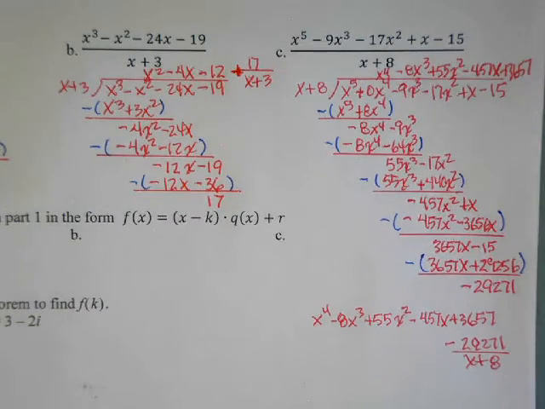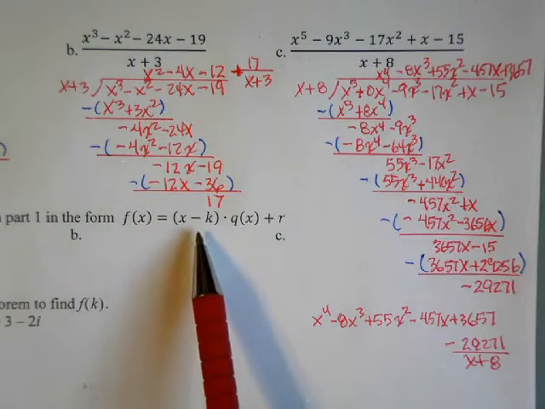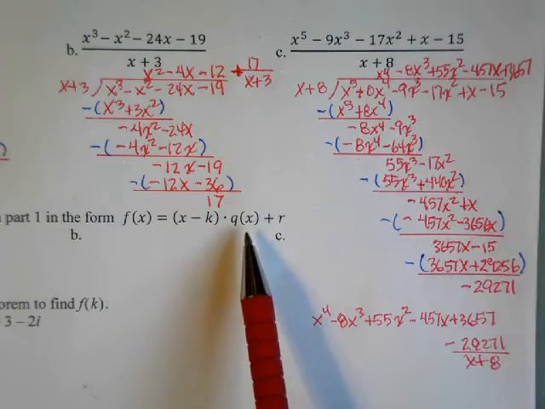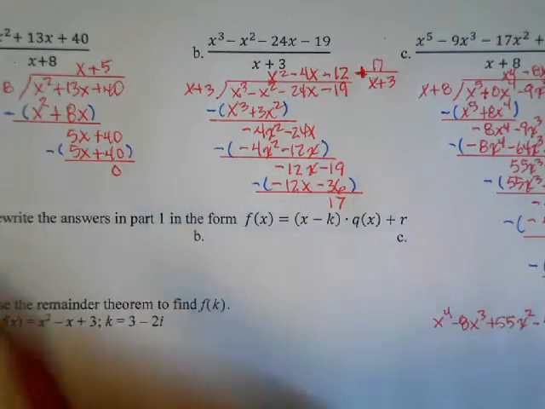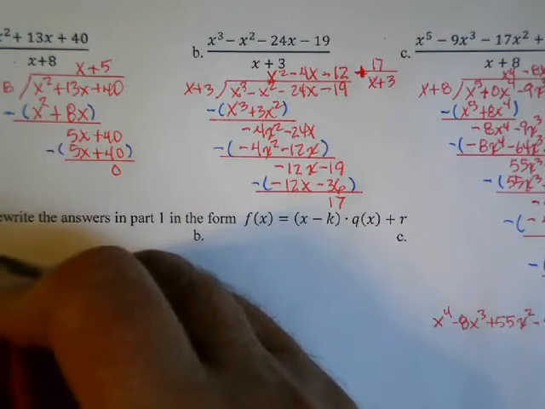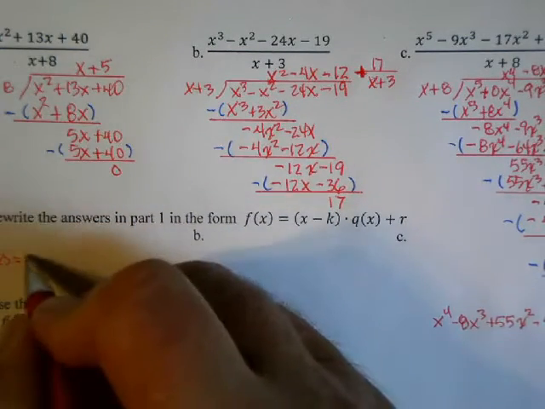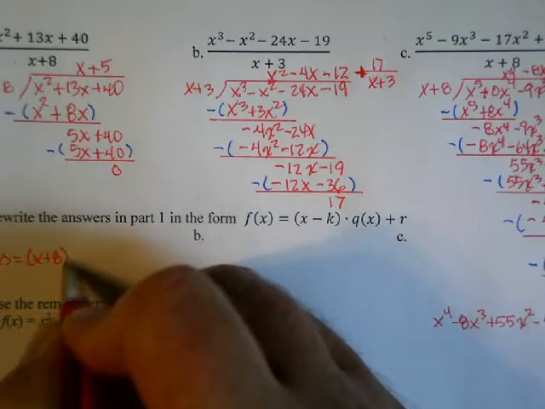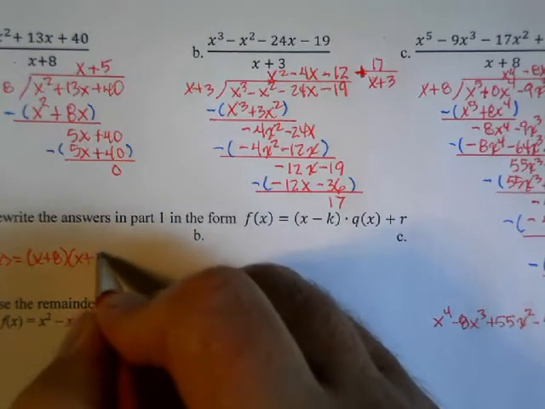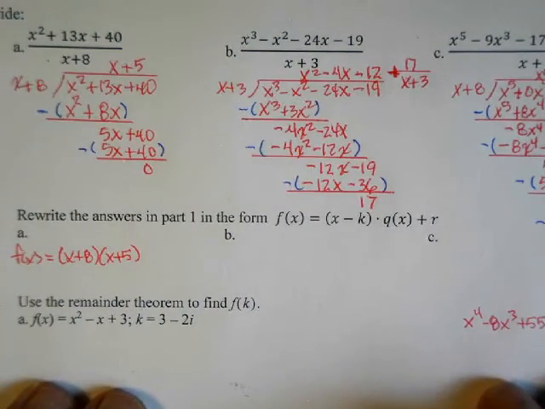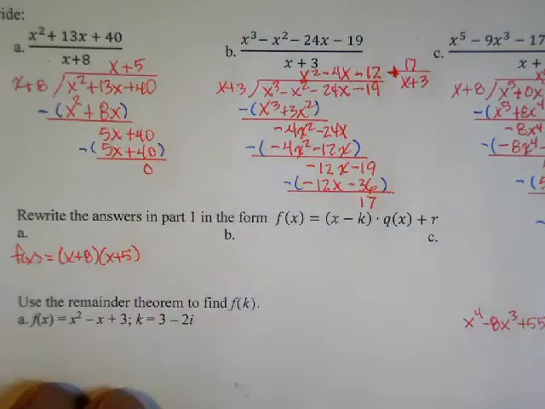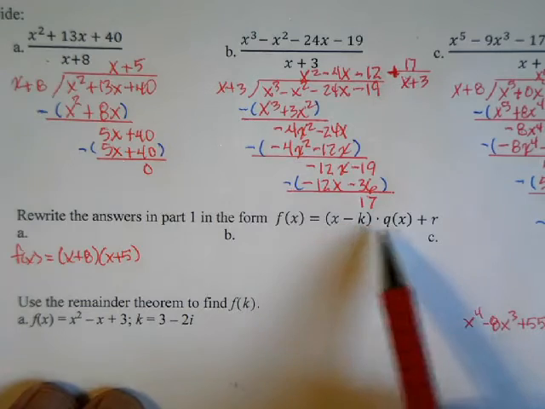All right, number 2 says rewrite the answers in part 1 in the form of x minus k, that's the divisor, and then the quotient, and then a remainder if there is one. So the first one, there wasn't any remainder, so the f of x is just going to be x plus 8, and then the x plus 5. So that'll be the first one. That was how you would write this one in terms of, again, the divisor, the quotient, and then a remainder. There wasn't any remainder, so we don't have to worry about that.